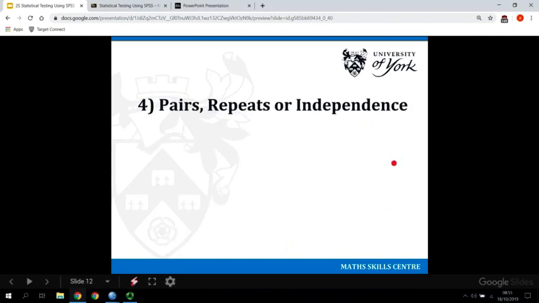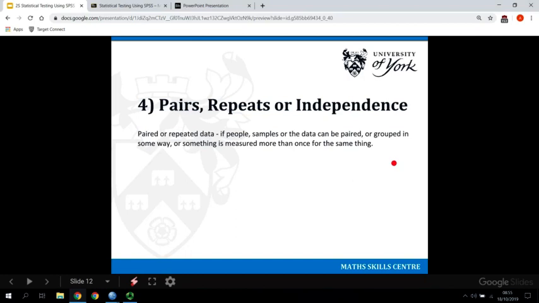The fourth thing we need to consider is whether our experimental study has pairs, repeats, or whether it's what we call independent data. So let's give you some examples of pairs and repeats so you understand it. Paired or repeated data would be if the people in the study or the samples or the data in the study can somehow be paired, or sometimes it can be grouped in a certain way. And sometimes we measure something or someone more than once. We're doing repeat measures on it. To make that clear, here's the examples.